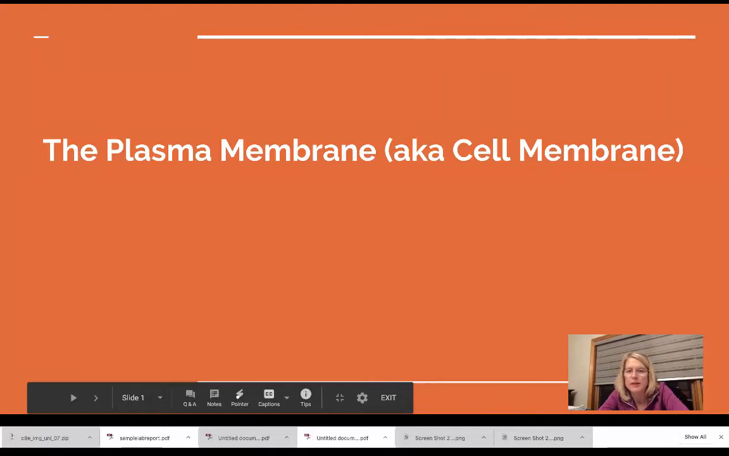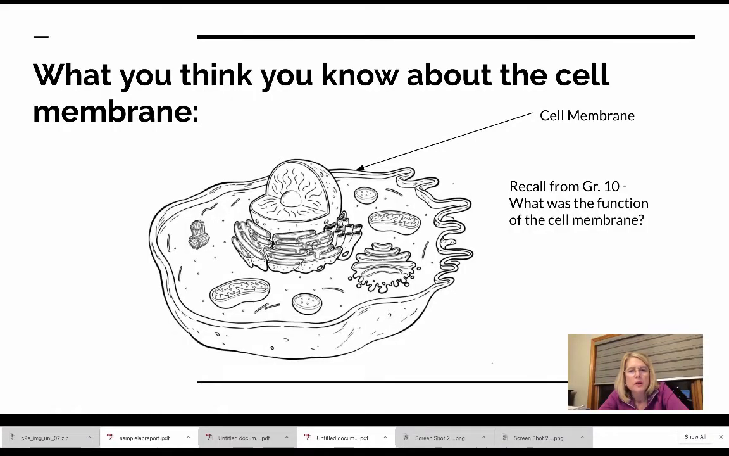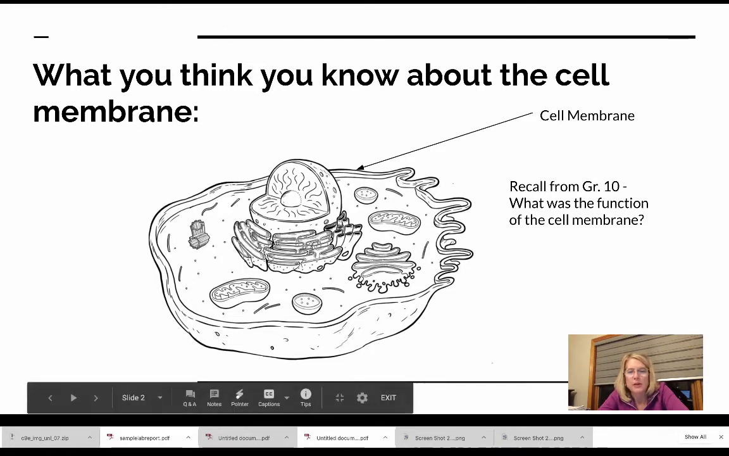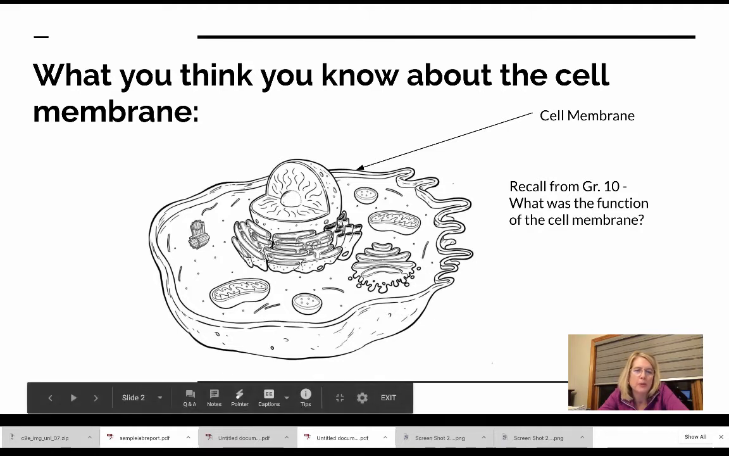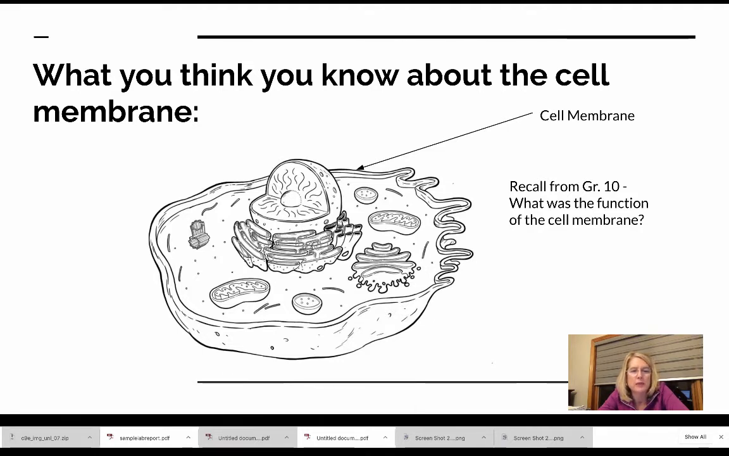which you also know as the cell membrane. So back when we were in grade 10 and we talked about the cell, we would draw pictures of the cell or label pictures of the cell, and we would point to this structure here and say, yes, cell membrane. And all of my students in grade 10 would nod and say, for sure, that's the cell membrane. And you might remember from grade 10 that the function of that cell membrane, we said, was a barrier. It separated the inside of the cell from the outside of the cell.